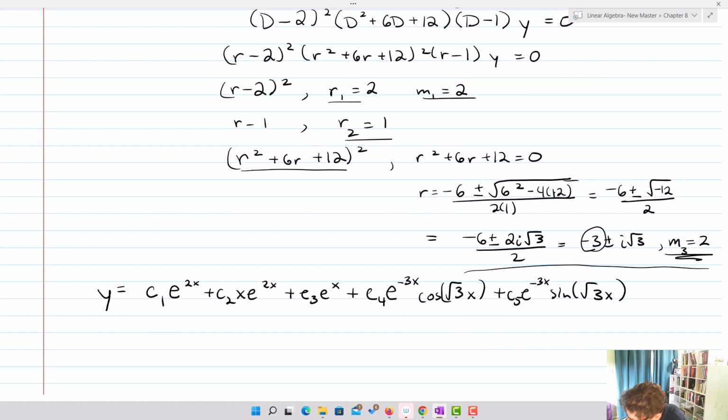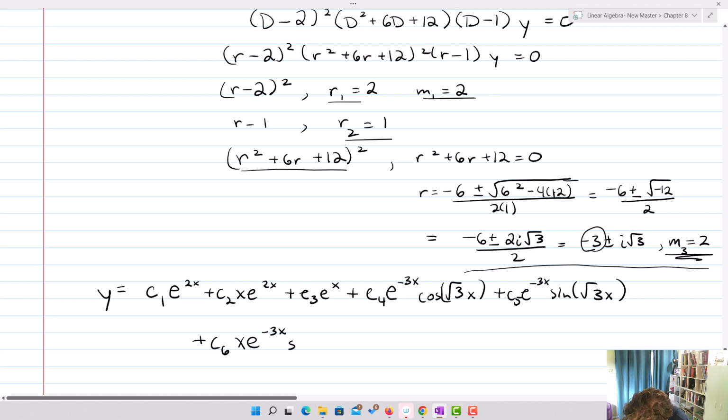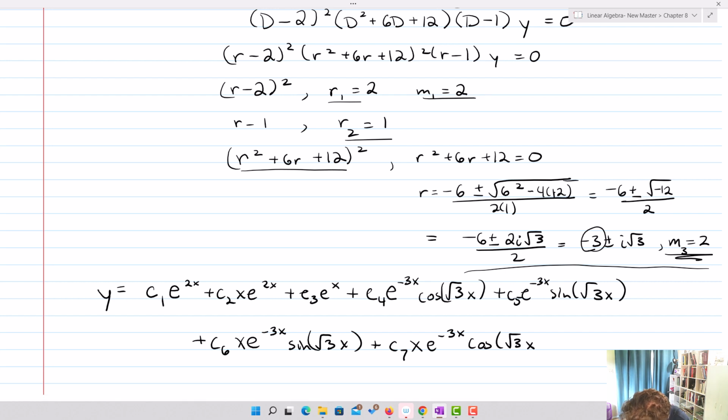And notice though we have a multiplicity of 2. So in order to deal with that multiplicity of 2 for our complex roots, we're just going to multiply by a power of x. So this is going to end up being plus C6 x e to the negative 3x sine root 3x plus C7 x e to the negative 3x cosine root 3x. So we deal with repeated complex roots the same way we deal with repeated real roots, by multiplying by a power of x for each repetition.